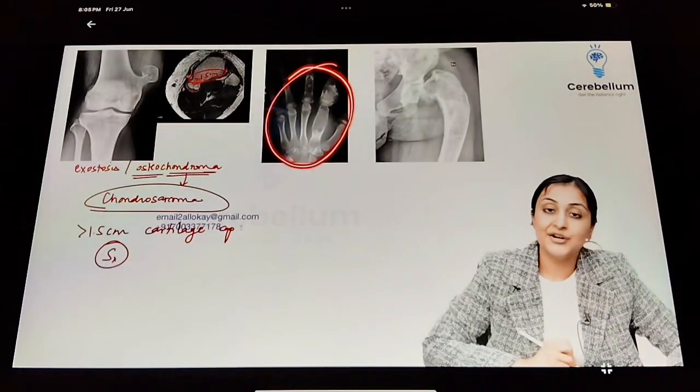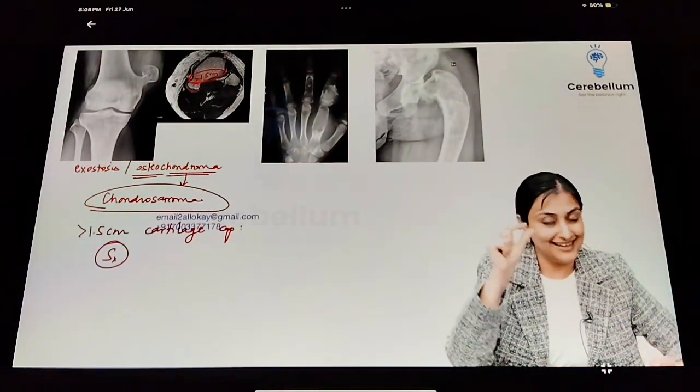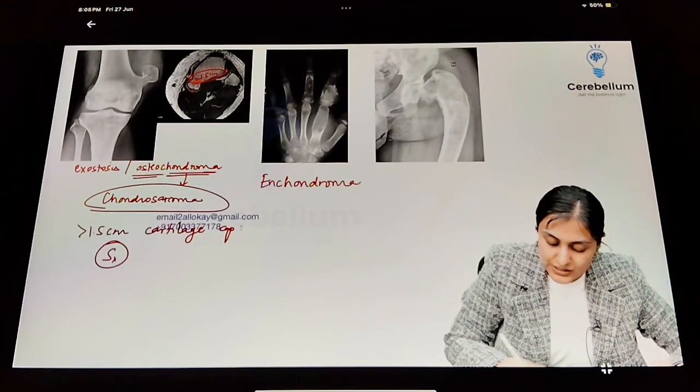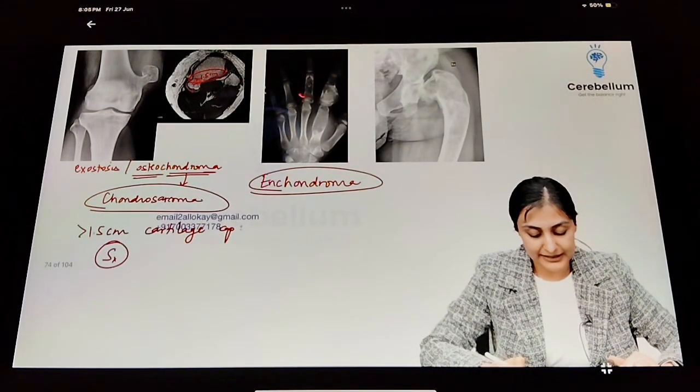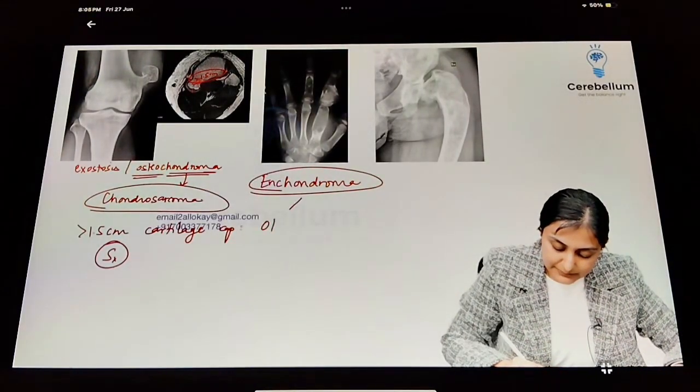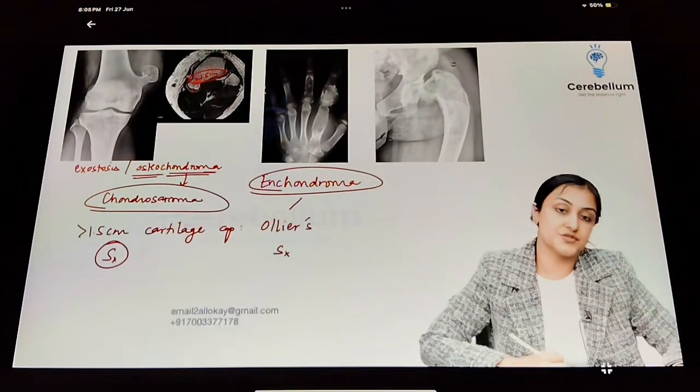Whenever you see the hand of a patient, hand, you remember AN, make it EN. So this becomes enchondroma. So this is enchondroma. Usually you will see multiple enchondromas in the multiple short bones of the hand. This syndrome, when you see multiple enchondromas, is called as Ollier's syndrome.